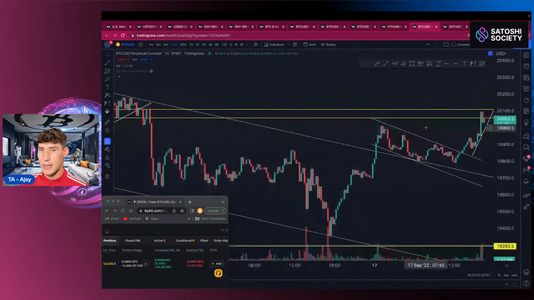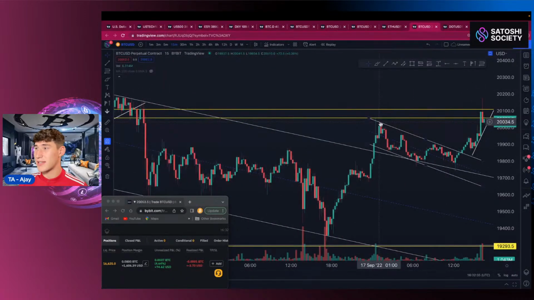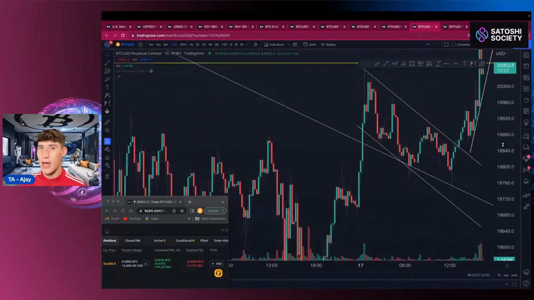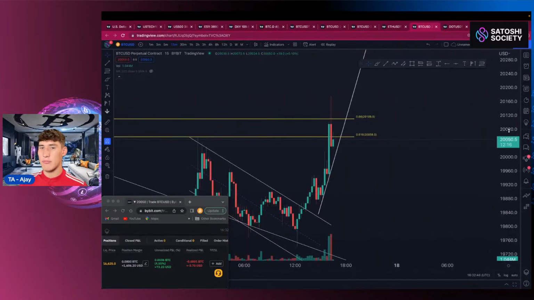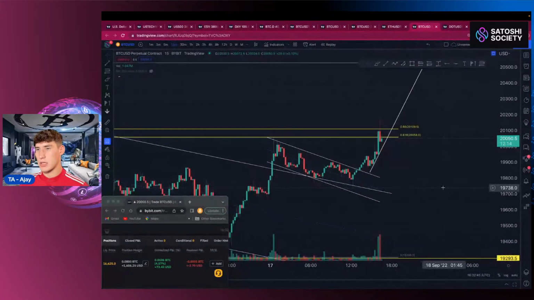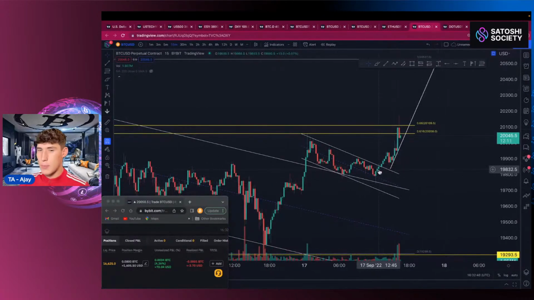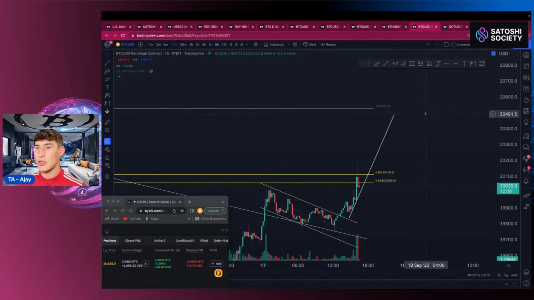Previously, back here, you can see we literally touched it to the dollar. I don't know if you can see that wick. If I zoom in, you can see that we touched it to the dollar, and then we got rejected. So this is going to be resistance, but I do expect us to break through here because the price target for this bull flag is up here at $20,500. That is the price target I'm expecting the price to come up to.